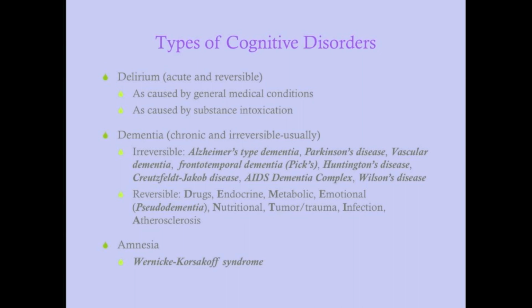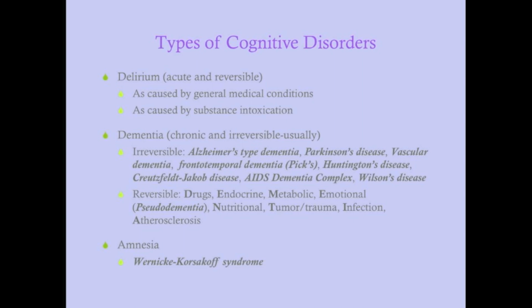Dementia, on the other hand, is chronic and generally irreversible. So this is something that's much more insidious. It's something that people aren't going to realize until it gets to a certain point. It just kind of sneaks up on people. Generally, these patients are going to be brought in by family members because most patients with dementia don't realize that they have dementia. There is one major exception, and we'll talk about that.